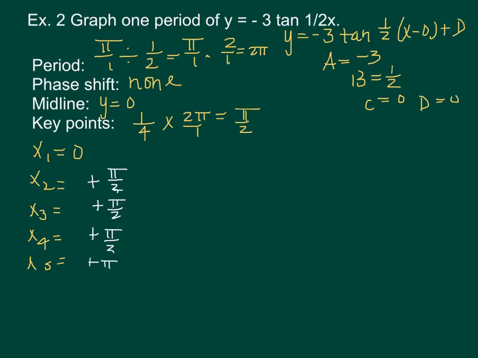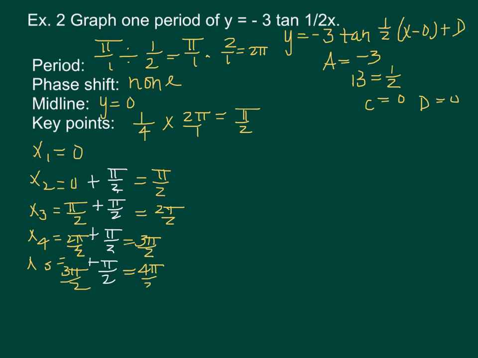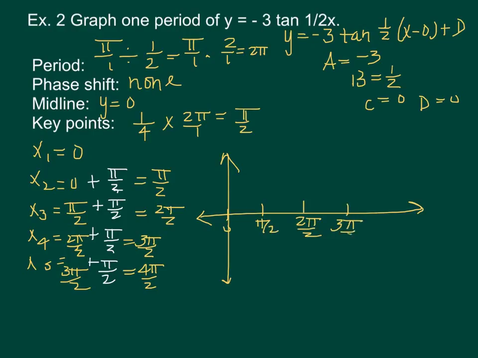And then we will get pi over 2, 2 pi over 2, 3 pi over 2, and 4 pi over 2. And you just place your x values on your graph. Remember, you can reduce it or not.